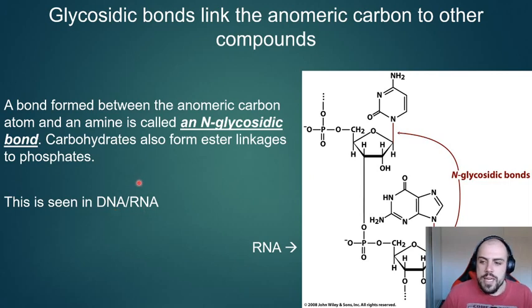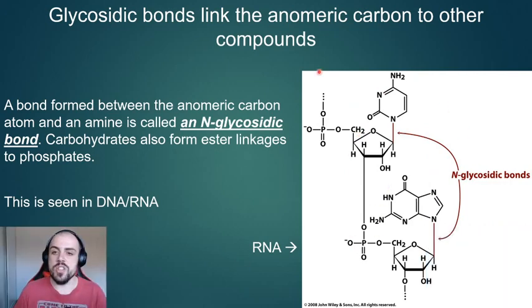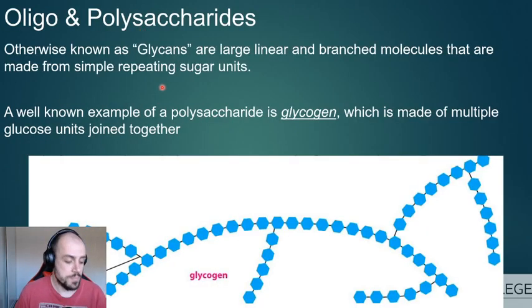Now, looking at glycosidic bonds, we can also have glycosidic bonds occurring between our carbon and our amines. We see this in our DNA and RNA. I'm not going to go too much further into this. But again, what we're seeing here is a great diversity in terms of the structure of our sugars, and as such, we're also seeing a diversity in terms of that glycosidic bond.